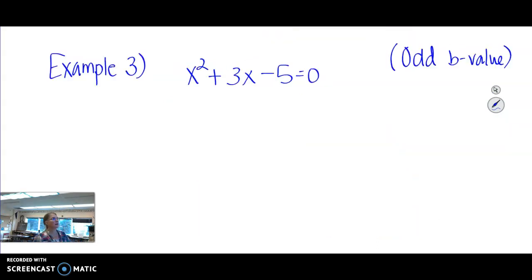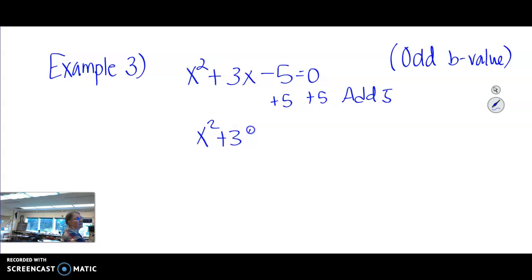Okay, go ahead and pause, write the problem down. Notice that this time we have a positive b value, but it's odd, which makes it just a little bit more challenging because you have to work with fractions, but you'll see. So step 1, add 5 to both sides. We isolate our x terms, leave room to complete the square.